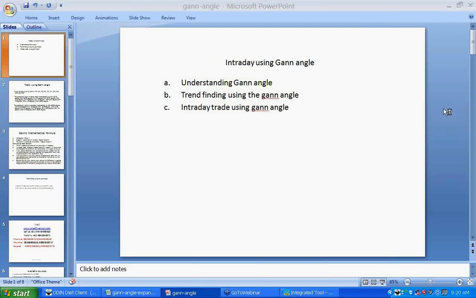And how you can find out the trend using the gann angle, that also I will be discussing. Then we will be going for the intraday trade using the gann angle.